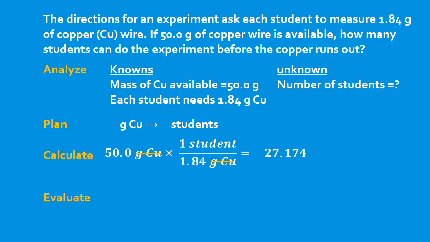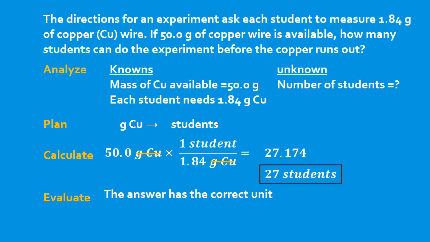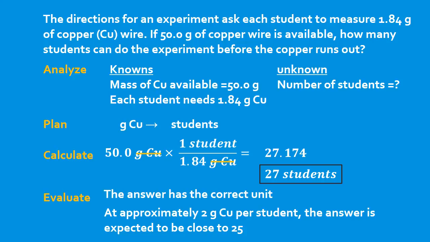Now since we're going to need to round this off because we cannot have 0.174 for students, the number of students that can complete it would be 27 students before we actually run out. That the unit is correct.